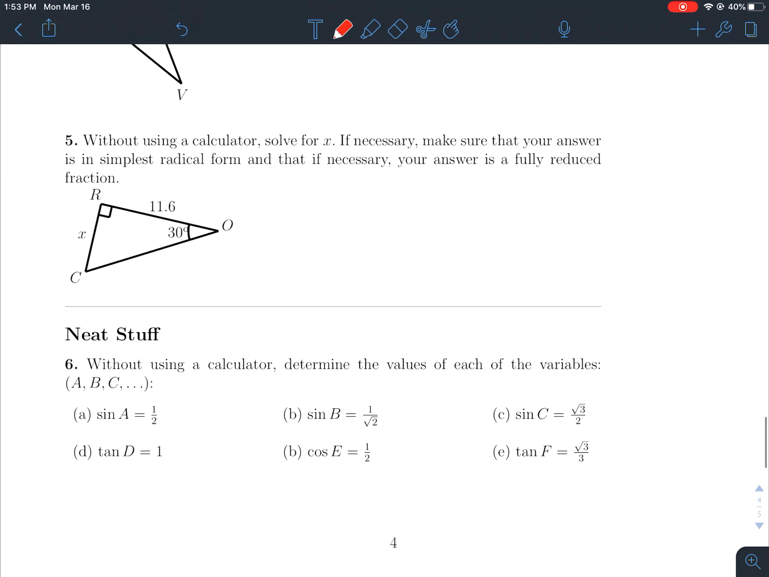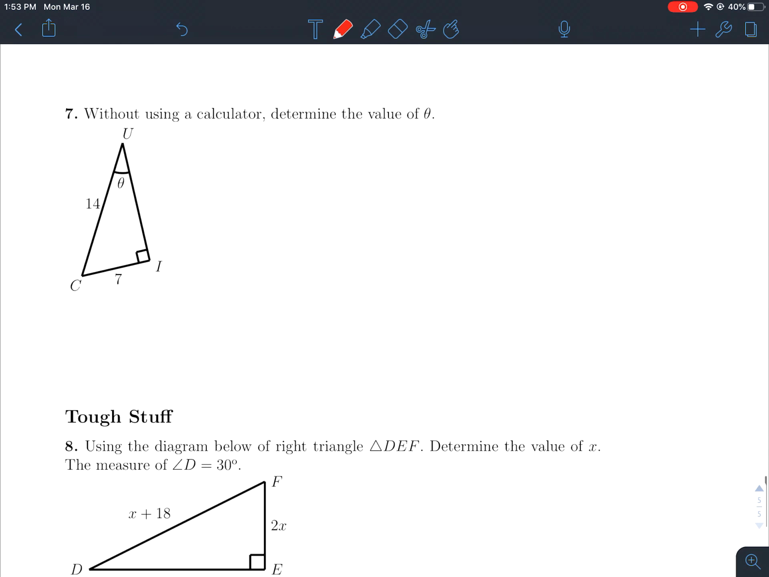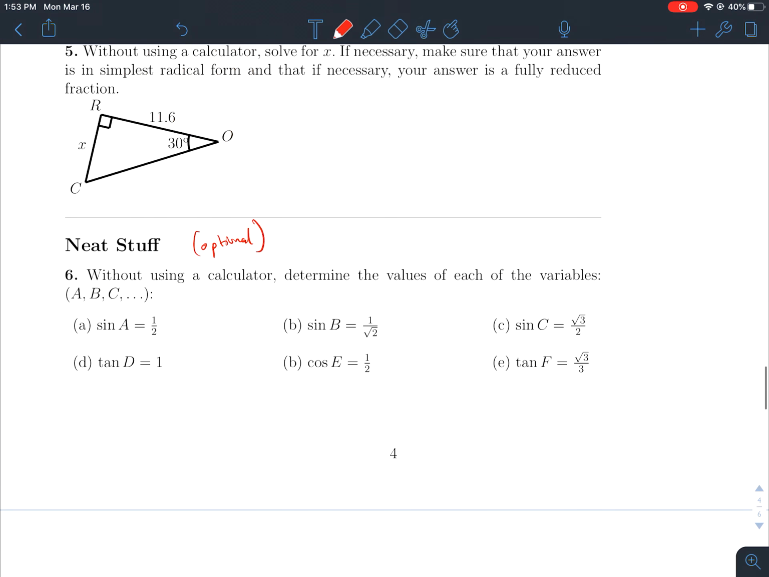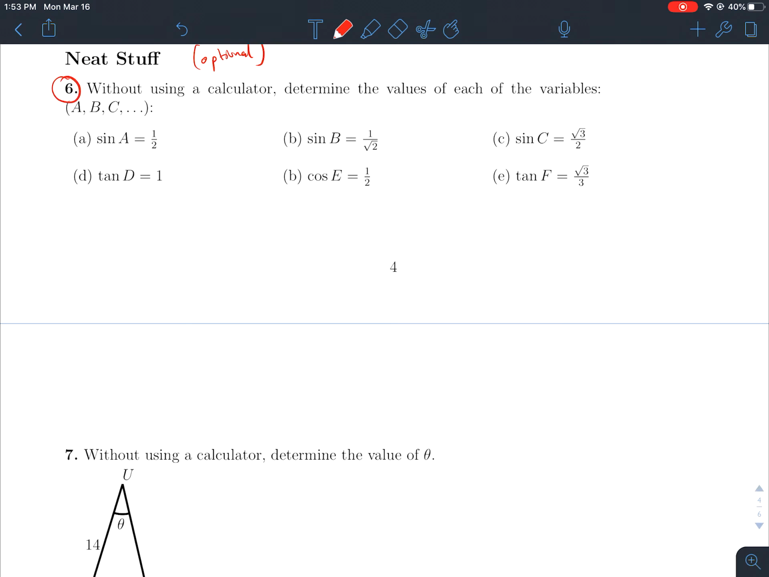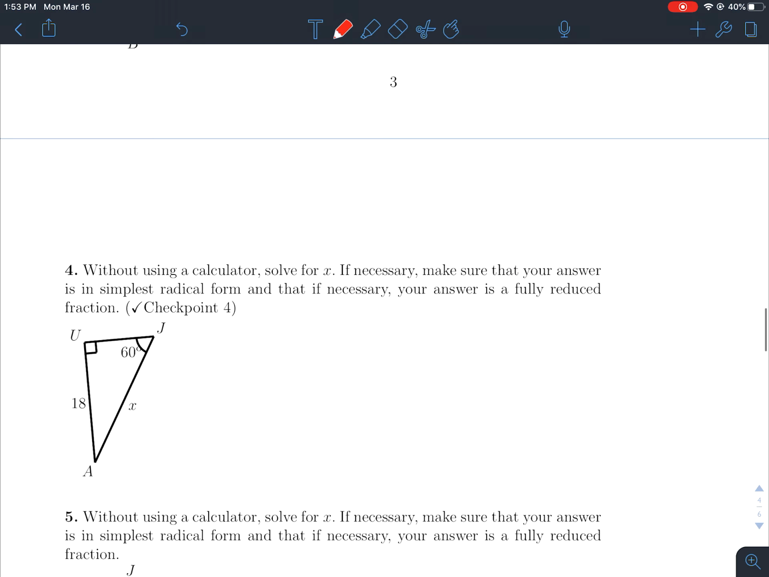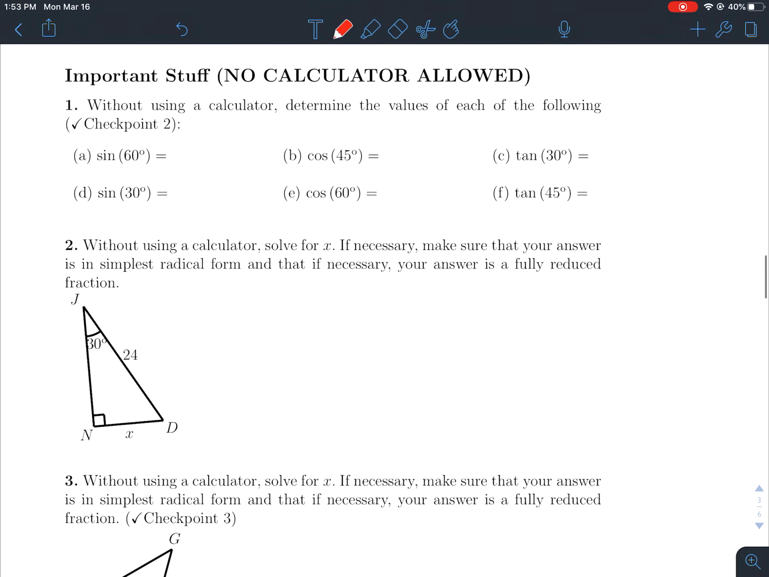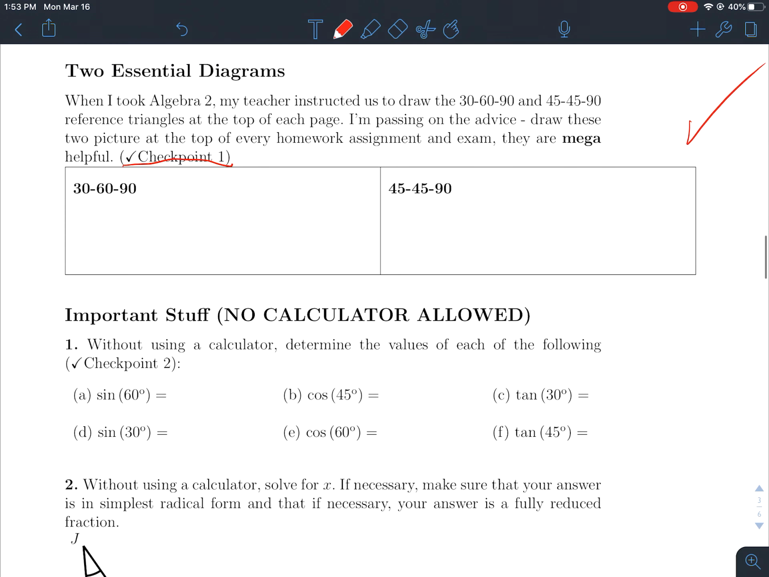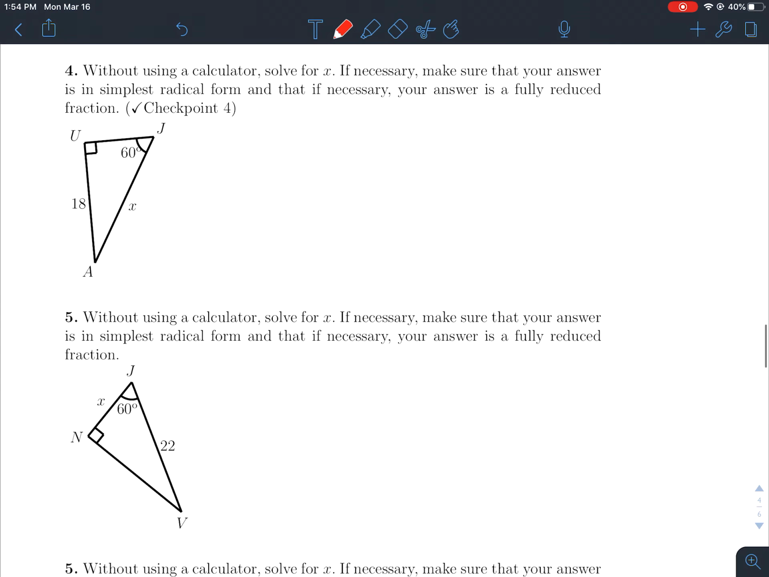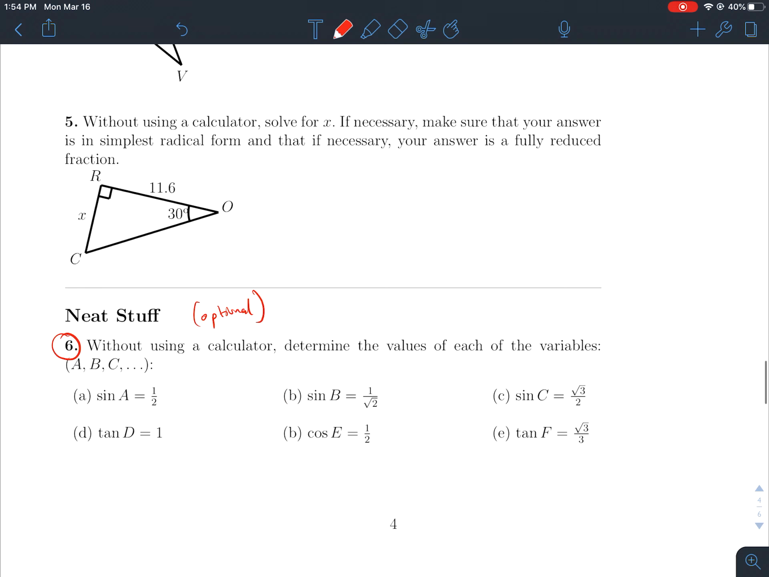And just to be clear, the neat stuff is optional, and the tough stuff is optional. However, I do recommend that you give the neat stuff at least a try, because I think you guys will be surprised at how quickly you're able to figure out the inverse trig functions here when you get to it. All right, so please make sure that you do all of the problems from the important stuff, including but not limited to the checkpoint problems, and make sure that you include the diagrams. When you're done, please send in a picture of your work so I can give you credit for your checkpoints.